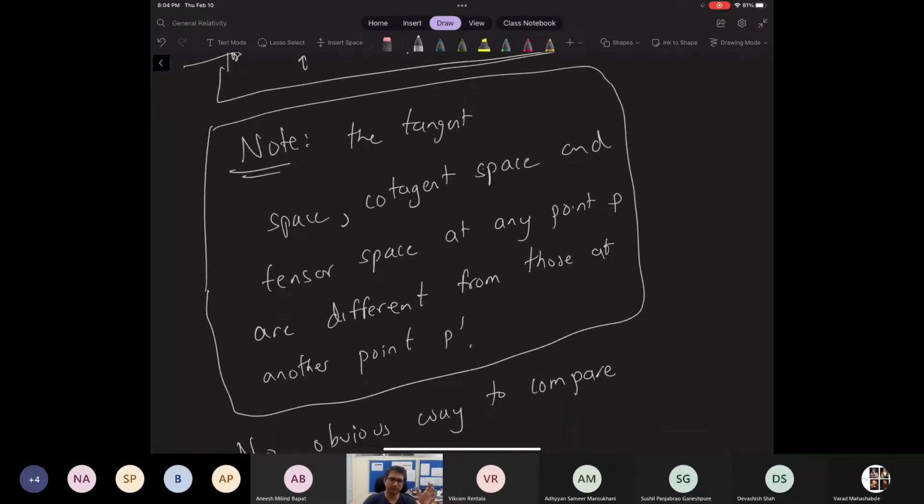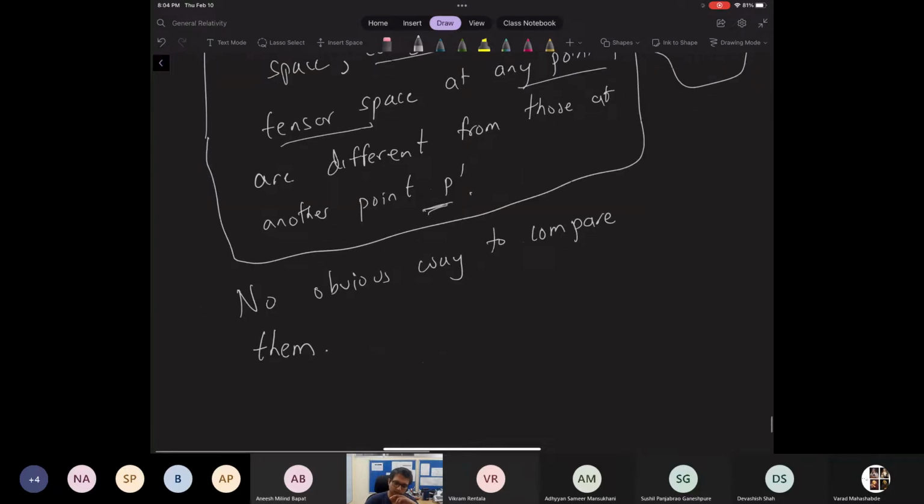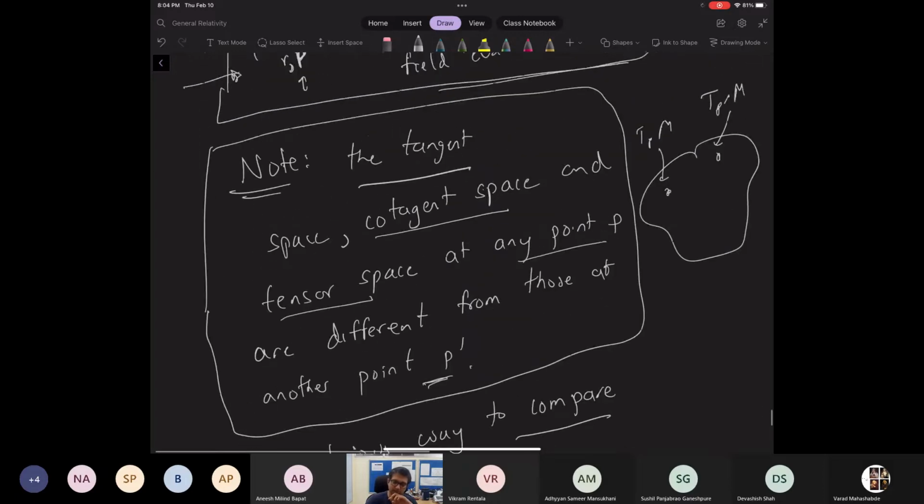So the most important thing is the tangent space, the cotangent space, or these tensor spaces at any point P. These are different from the tangent space, the cotangent space, and the tensor space at a different point P prime. The tangent space that we define here is TPM. The tangent space at another point is TP prime M. These are different tangent spaces, so you don't have a direct way to compare between these two. There's no obvious way to compare vectors in these two different tangent spaces.